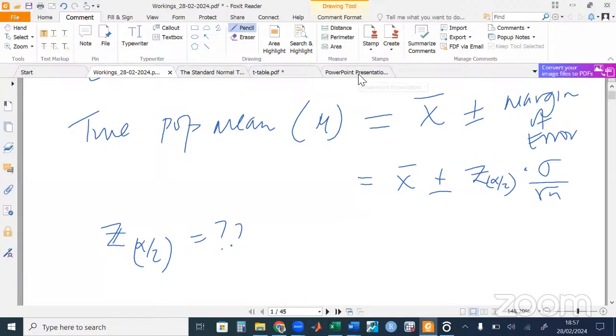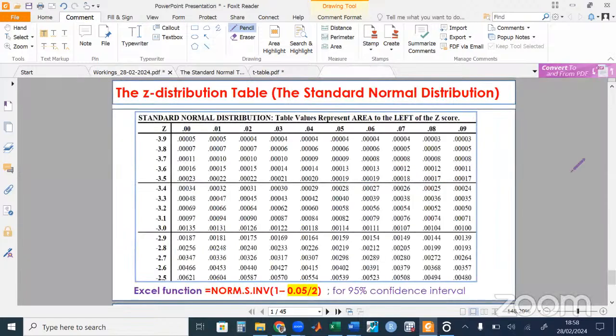I would like everyone to go to their computers, click on Excel. I'd like you to use the function that I've given you in the last slide to get me the Z score value consistent with 99% confidence interval. Which is this one. This is a Z distribution table.